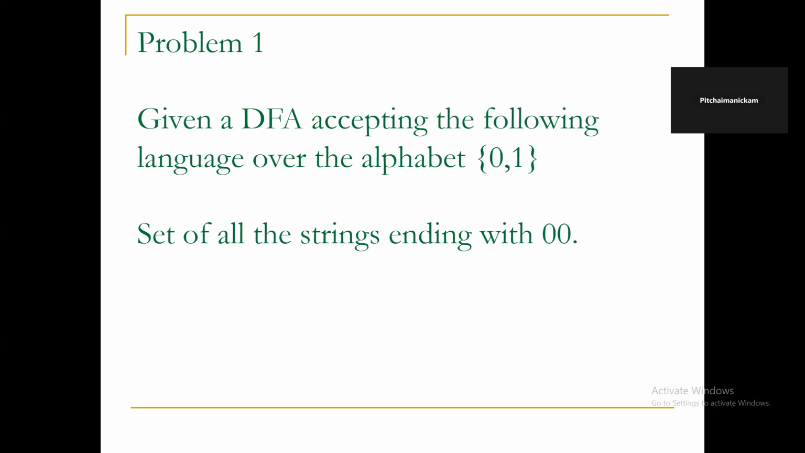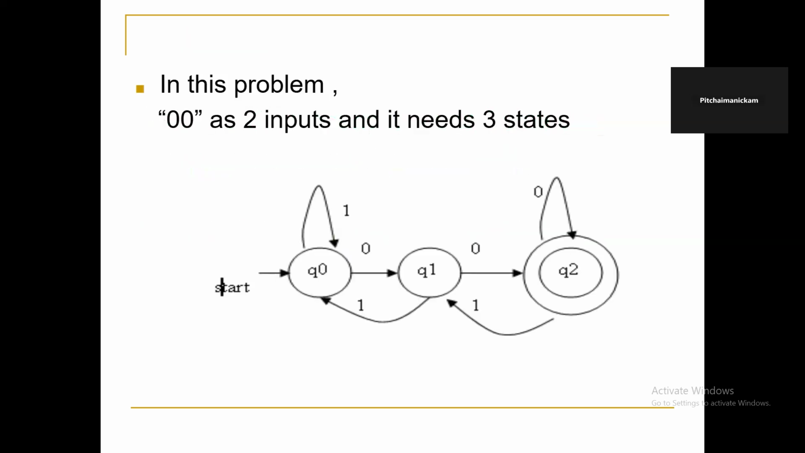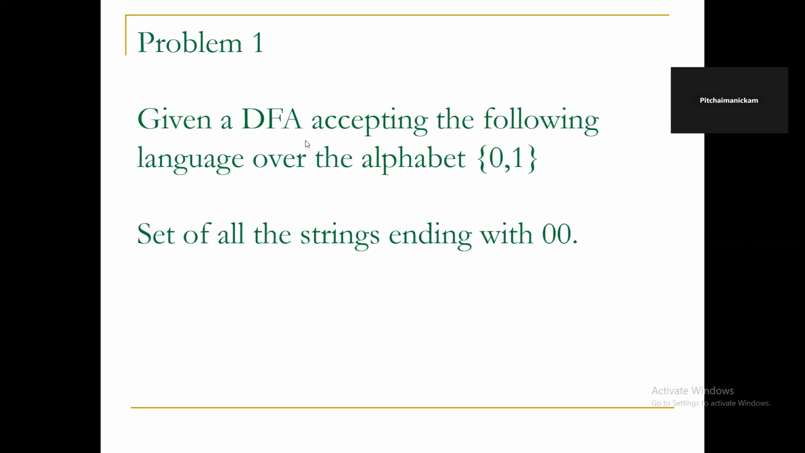Suppose we are given a DFA accepting the following language over the alphabet {0, 1}: the set of all strings ending with 00. Since we are using two inputs, it needs three different states, q0, q1 and q2. q0 is the initial state and q2 is the final state, for strings ending with 00 only.